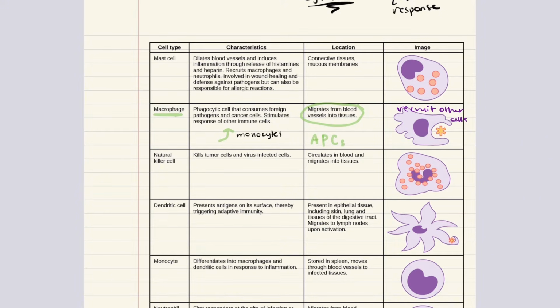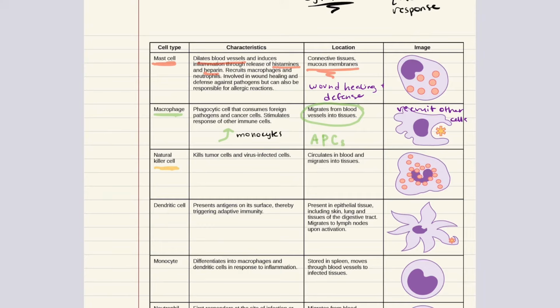Another important cell in the innate immune system is the mast cell. Mast cells are found in connective tissues and mucous membranes, and they're best known for releasing histamine and heparin, which cause blood vessels to dilate and become more permeable. This helps immune cells reach infected or injured areas a lot more easily. Mast cells are also involved in wound healing and defense against pathogens, but they're also central to allergic reactions.